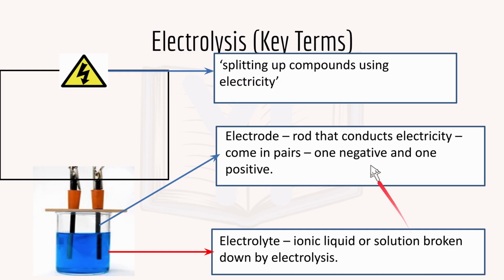So we'll move into some key terms. We have an electrolysis setup over here. Electrolysis is splitting up compounds using electricity. Electrodes are rods that conduct electricity, and they come in pairs, and one's negative and one's positive. And this thing right here, the solution, is called the electrolyte, and they are ionic liquids or solutions broken down by electrolysis.